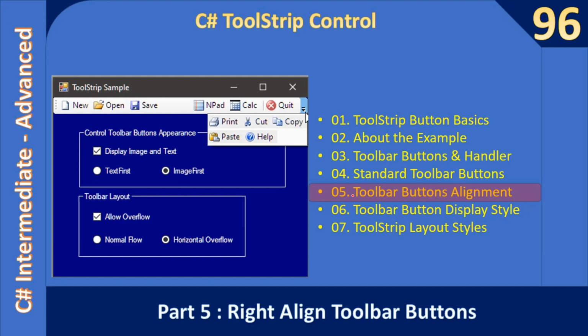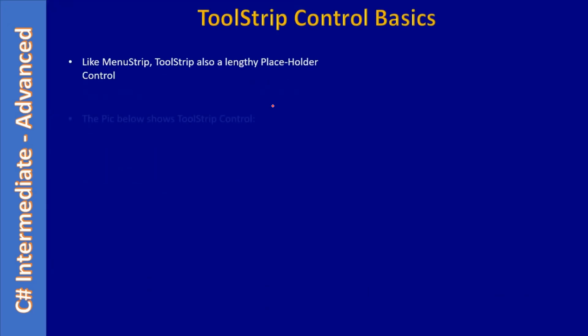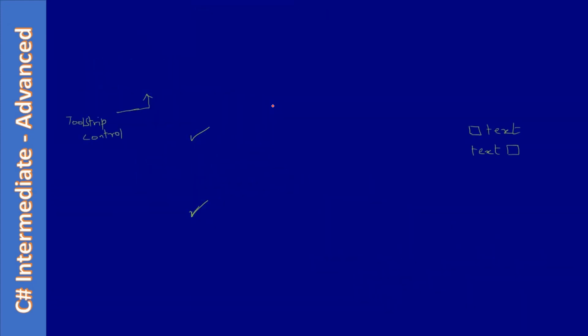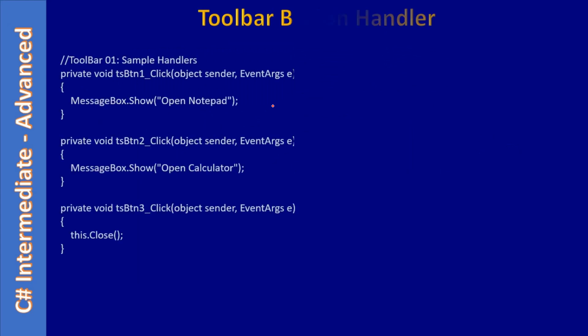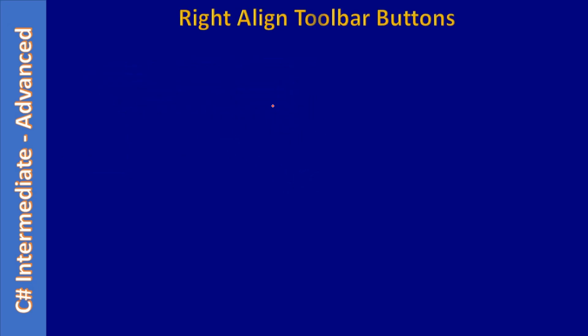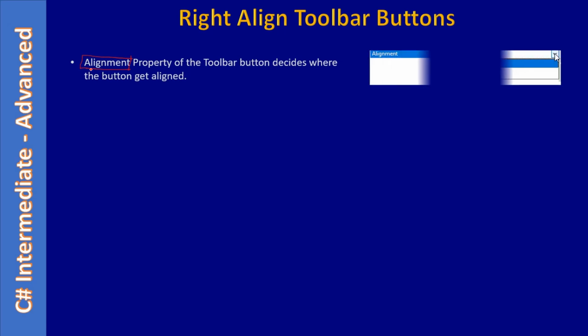Now we are going to align the toolbar buttons, notepad, calculator and quit towards the right of the toolstrip control. So the alignment property, that's the property we will use, and this alignment property will align a particular toolbar button towards left or right of the toolstrip control. So that's the property alignment. Here you can see the alignment property, then we can choose in which direction we want to align the button, towards the left or right.